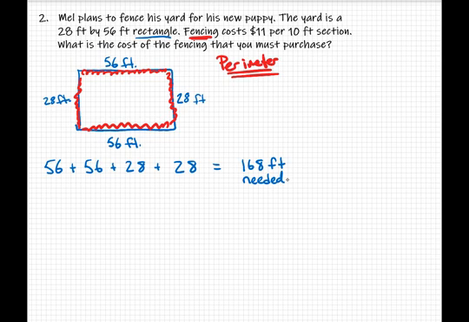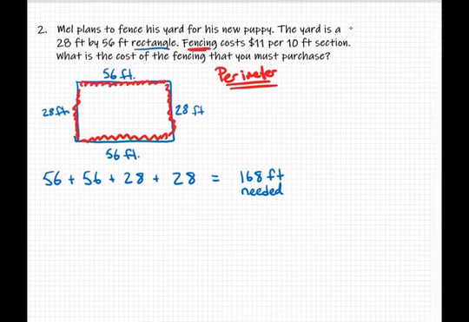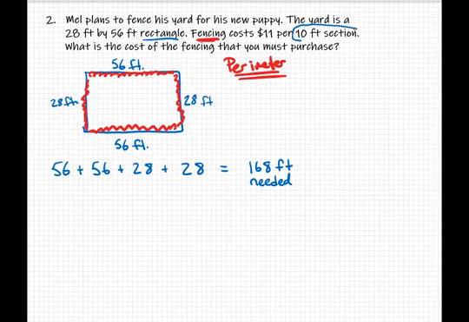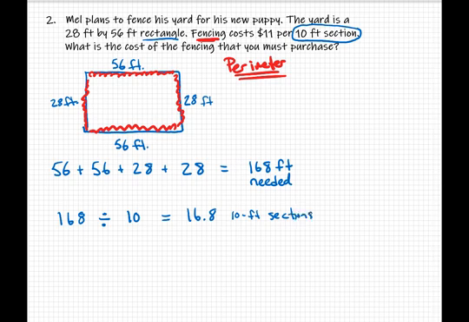Now, we don't buy 1 foot at a time. We buy it in these 10-foot sections. So how many sections do we need? Well, how many 10s do we need? We could take the 168 feet and divide this by 10. If we divide 168 by 10, we get 16.8. So there's 16.8 of these 10-foot sections needed.